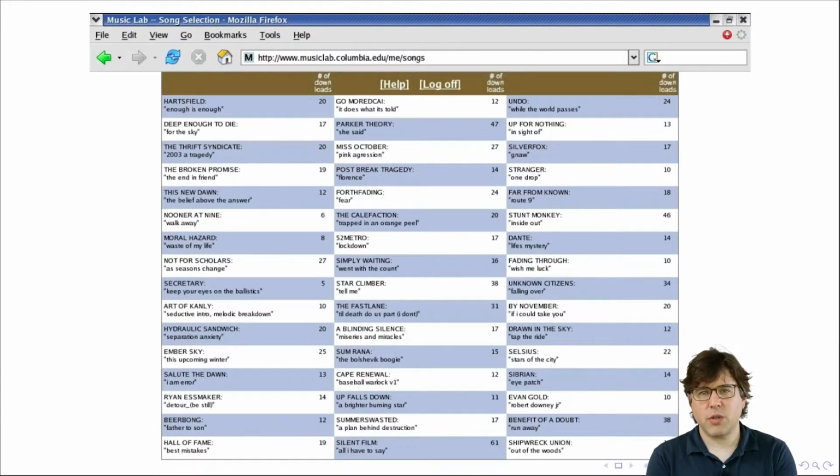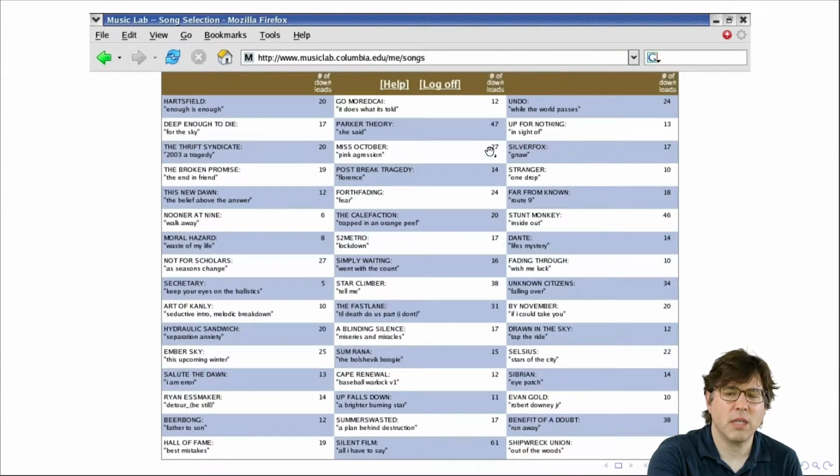After that, they were taken to a screen that looked like this, which included 48 songs by up-and-coming artists that were at that time relatively unknown. These include bands like Stunt Monkey, Not for Scholars, Star Climber. The idea was that we wanted these bands to be unknown to participants so that the only information they had about the bands and the music would be the information that we provided them here, which is the number of times the song had been downloaded previously.